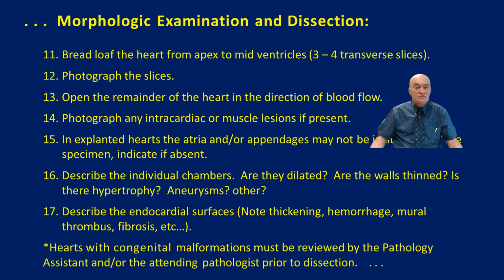So describe any kind of chamber abnormalities, whether they are dilated or thin, or if there is hypertrophy, aneurysm, etc. And also any kind of alterations, as I mentioned before, not only in the pericardium, but also in the endocardium. They could be thrombi, fibrosis, hemorrhage, etc. And please pay attention to this last note: hearts with congenital malformations must be reviewed by the pathology assistant or the attending pathologist prior to dissection, because it's very important. Most of these cases may be present in pediatric pathology, but still many patients can survive these kinds of malformations and then die of that malformation or complications of that malformation, and we need to be aware of that as well.